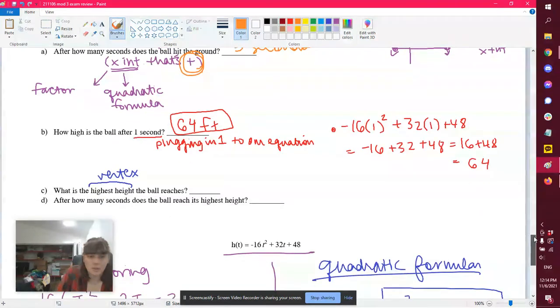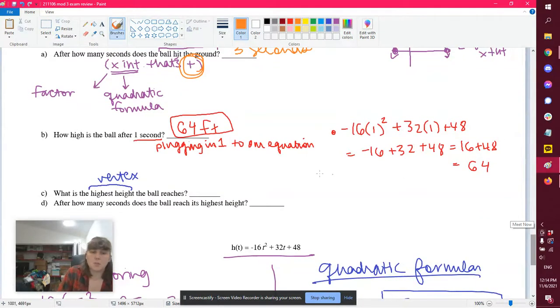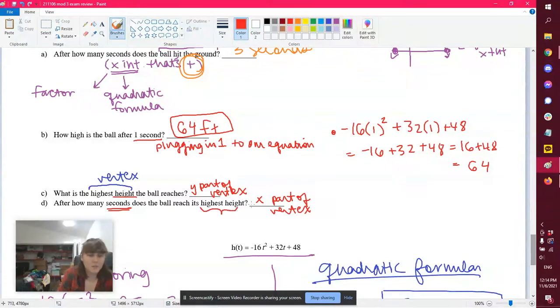Okay. Now, the other thing we want to do is: what is the highest height the ball reaches? And then how many seconds does the ball take to reach its highest height? This is the y part of the vertex because it's talking about the highest height and we're asking for height, which is what y is. Whereas here is the x part of the vertex because it's asking for seconds, but still talking about the vertex.